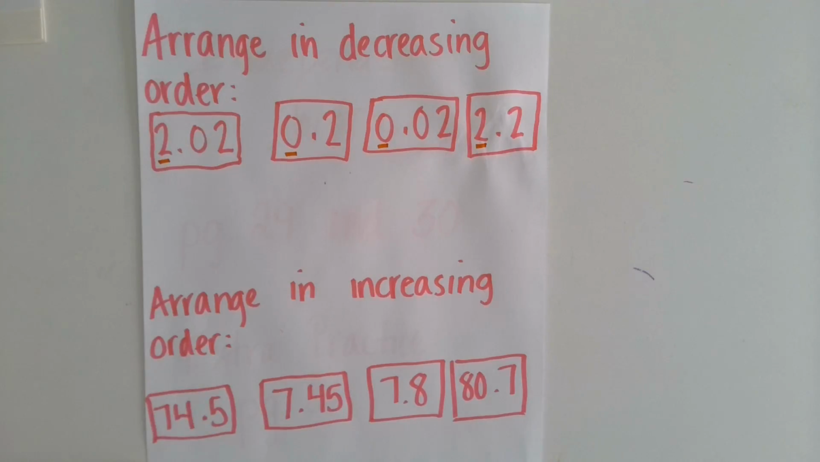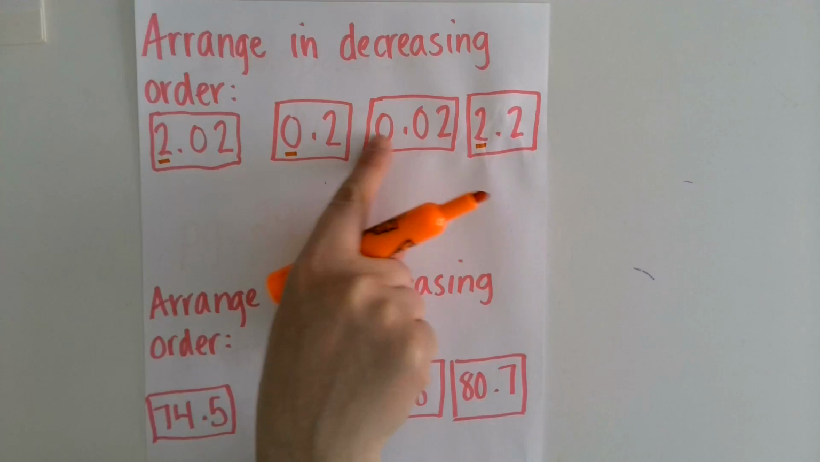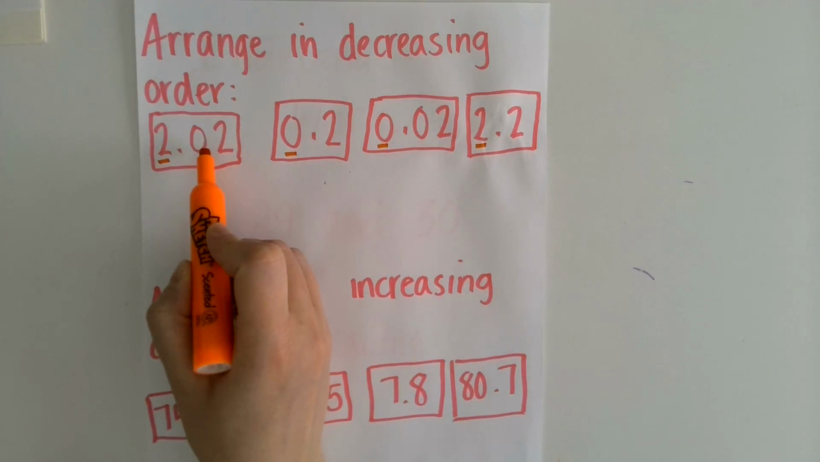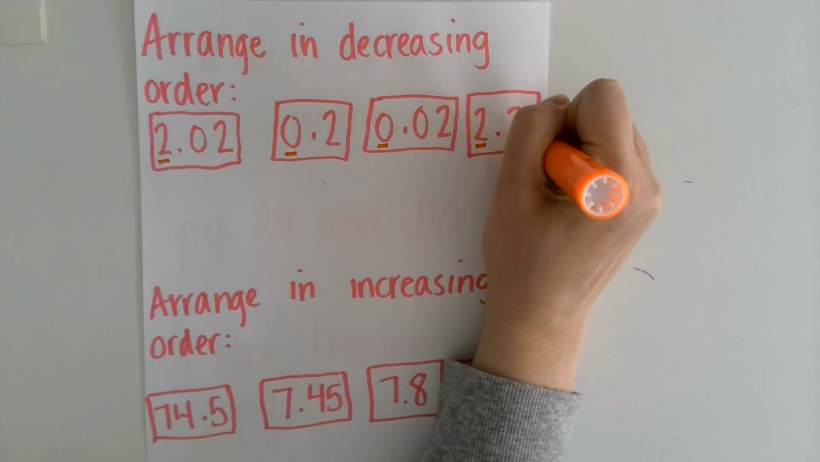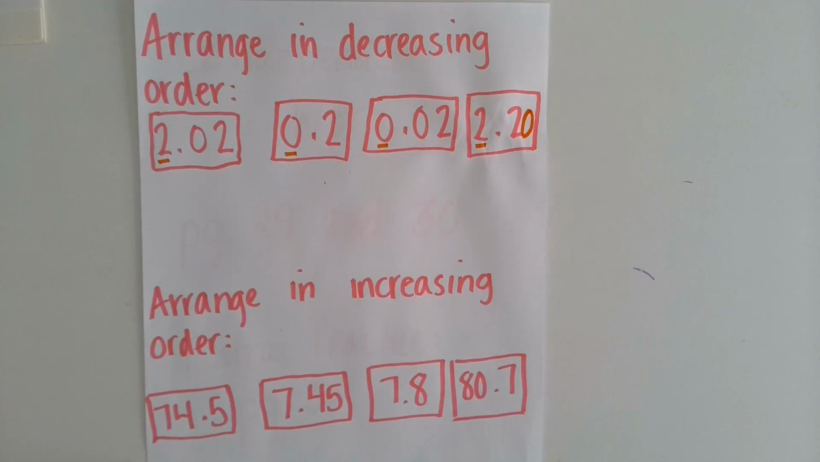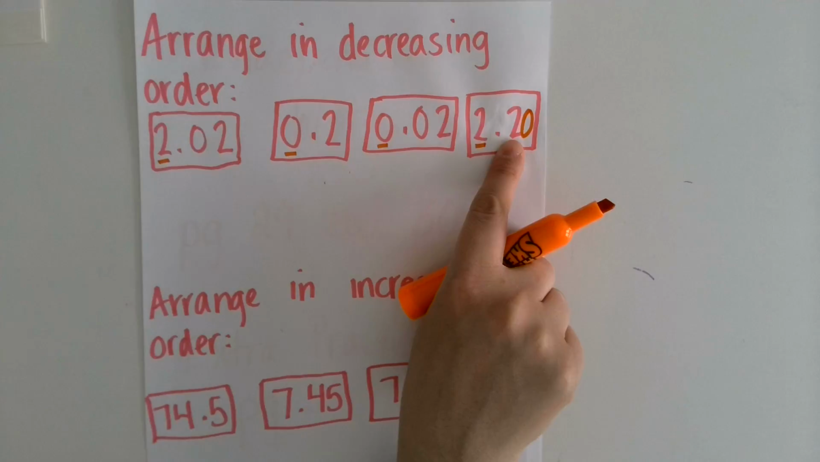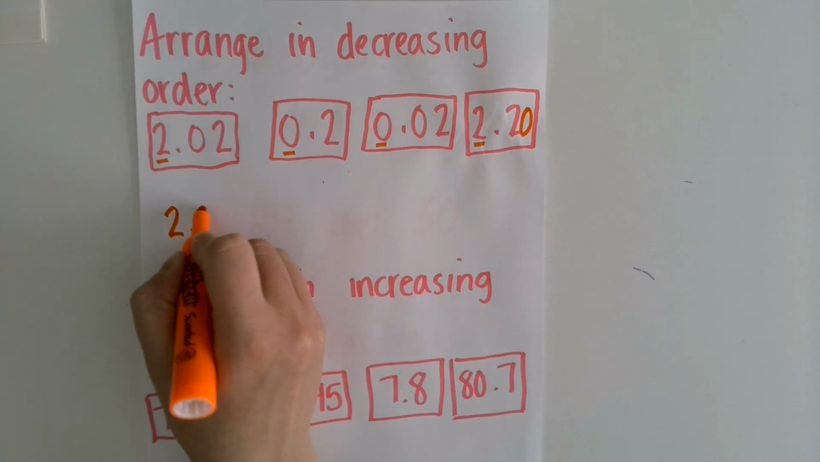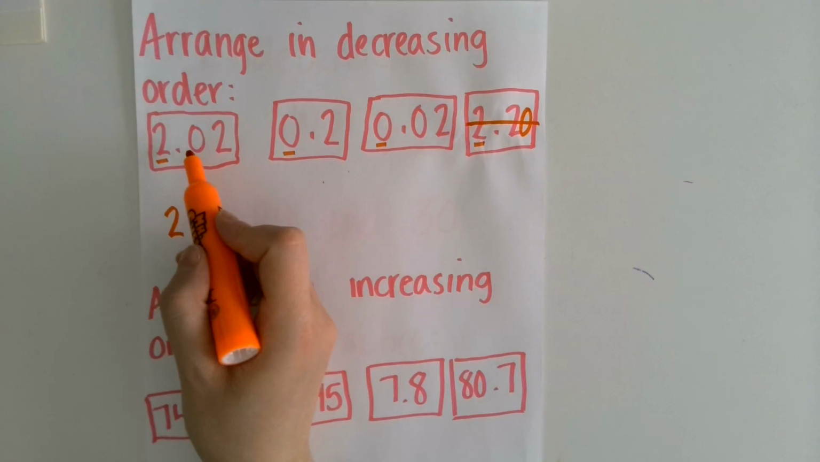When I'm looking for the greatest decimal, it's either this one or this one. So these two are out of the running right now. When I look past the decimal point, I notice that here I have 2 places, and here I only have 1. So I'm going to add that 0, and then I'm going to see which is the largest one. So 200th on this side, 20/100th on this side. So this is my largest decimal. I'm going to start with that. My next one is going to be this one.